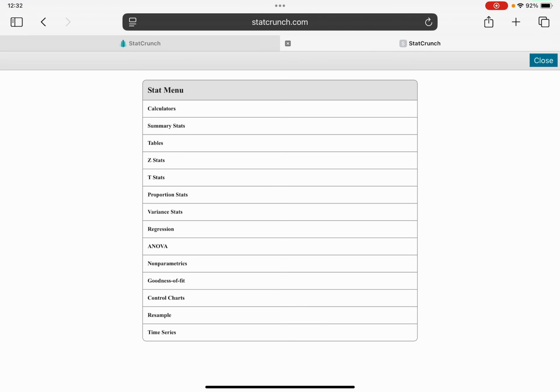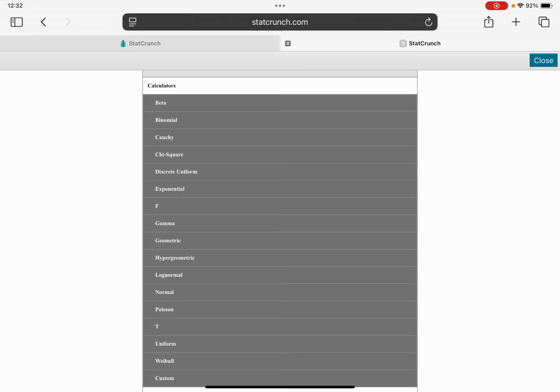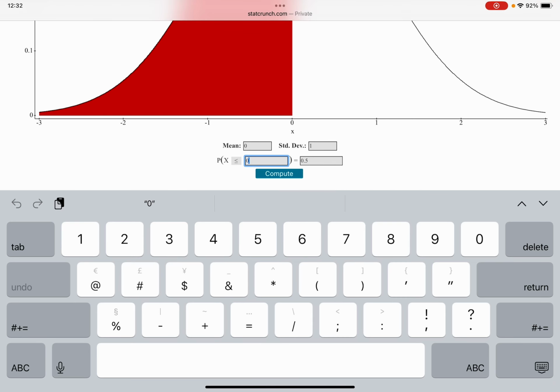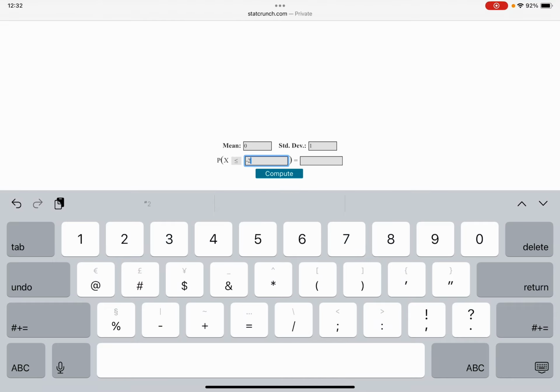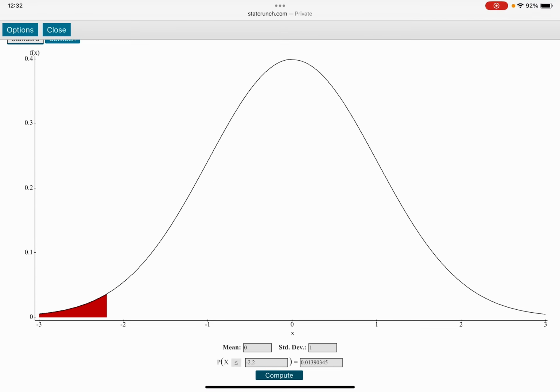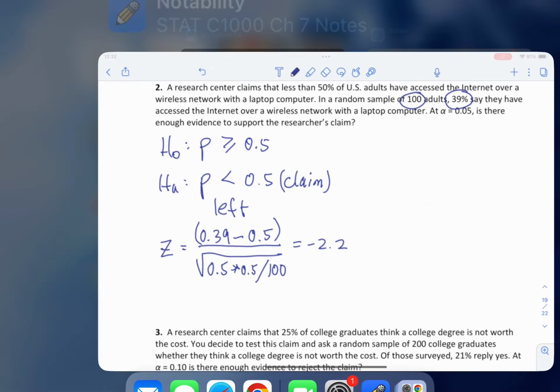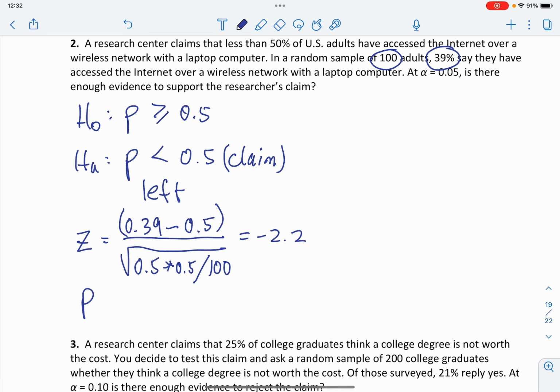So I can go to my normal calculator for the p. Stat calculator, normal. It's less than negative 2.2. Negative 2.2. Compute. And I get my p-value of 0.0139. Okay, back to the handout. P is 0.0139.